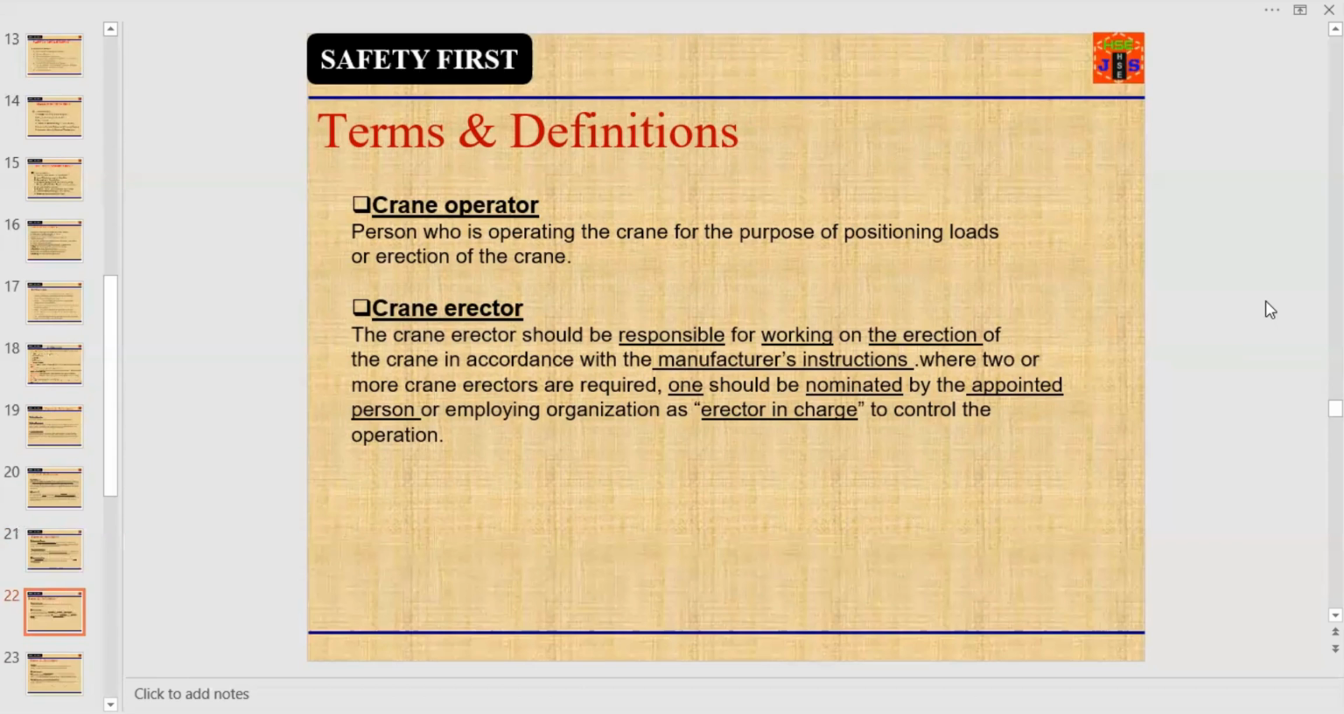The crane operator is the person who is operating the crane for the purpose of positioning loads or erection of the crane, while the crane erector should be responsible for working on erection of the crane in accordance with the manufacturer's instructions. Where two or more crane erectors are required, one should be nominated by the appointed person or employing organization as erector in charge to control the operation.